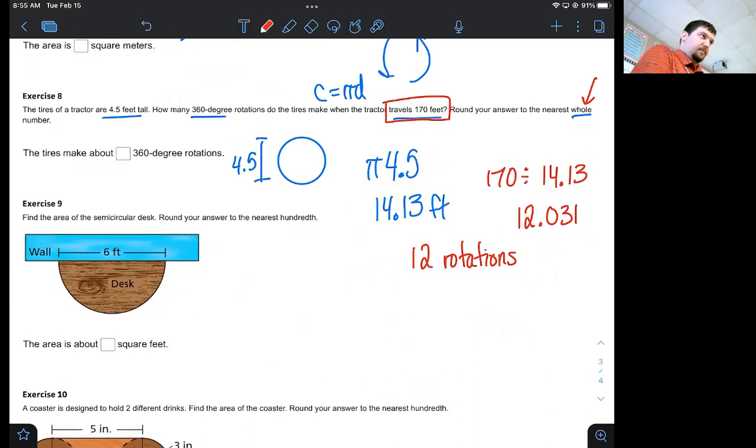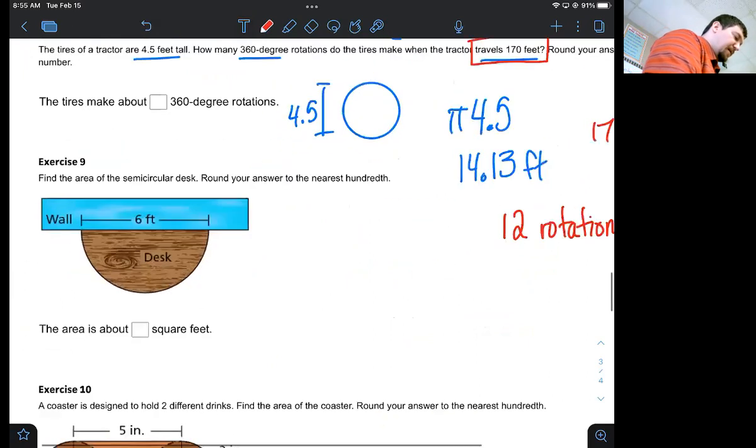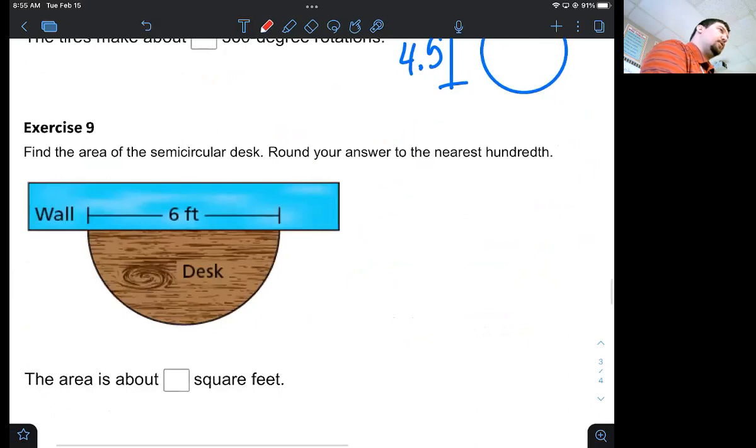Number 9. How are we doing? Am I going too fast? Is everyone caught up with where we are? Okay. Number 9. Find the area of the semicircular desk, which is just this portion here. Semicircle. Take the area formula of a circle and do what to it?